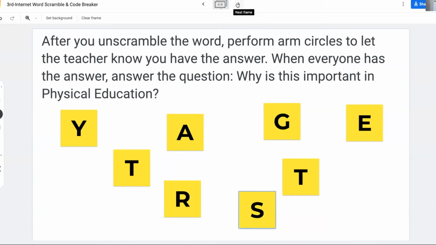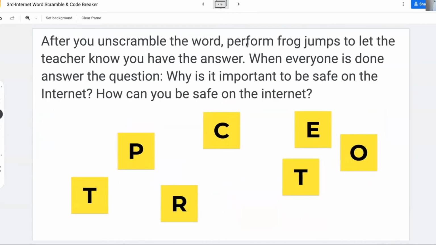Let's go with our last scrambled word. After you unscramble this word, perform frog jumps. And frog jumps are when you go down, touch the ground with your hands, and jump up. Once, and this way, it'll let the teacher know you have the answer. I'll give you a hint. This word starts with the letter P. Once you find the answer, why is it important to be safe on the internet? And how can you be safe on the internet?